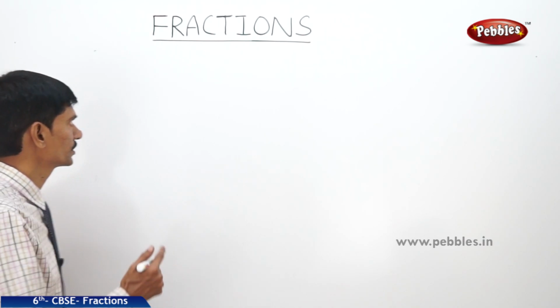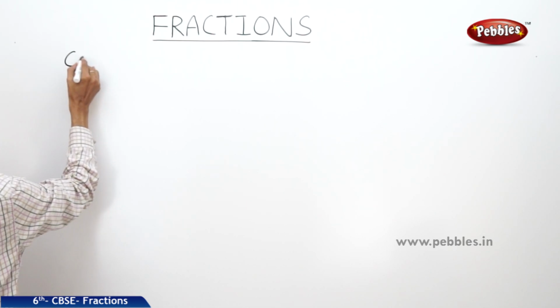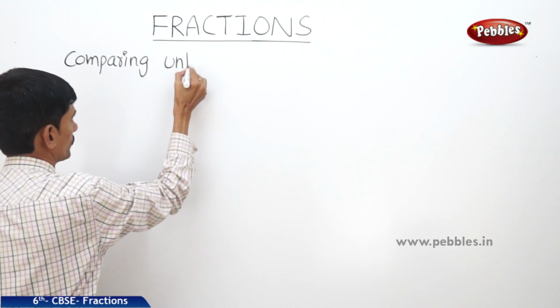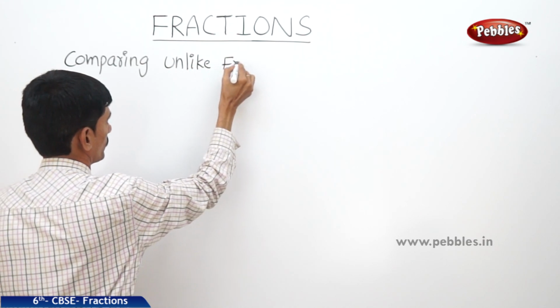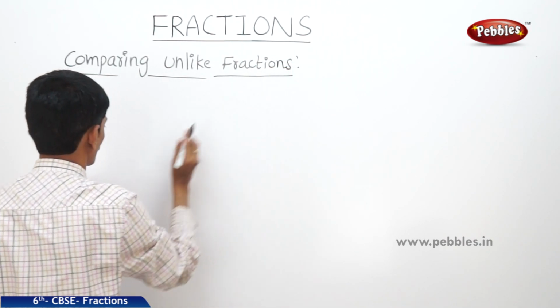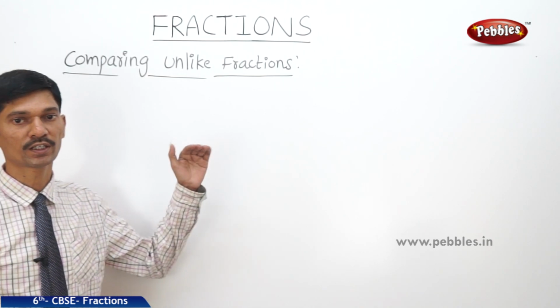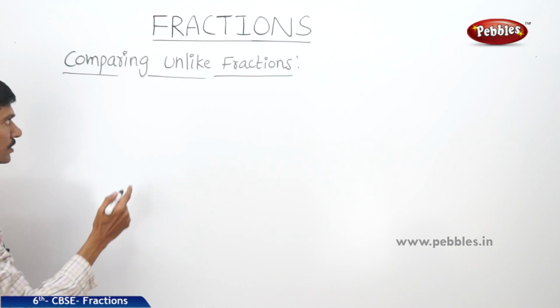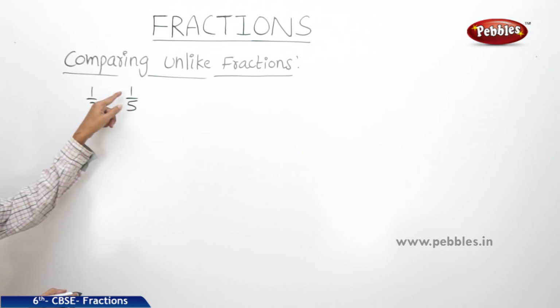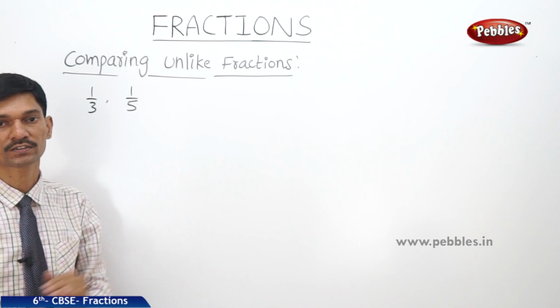Now let us take the next case, comparing unlike fractions. Means if the given fractions are unlike fractions, means their denominators are not equal, then how to compare the 2 fractions and say which fraction is greater and which fraction is smaller. So unlike fraction means their denominators are not equal. So first let us take 2 fractions, 1 by 3 and 1 by 5, with the same numerator but different denominators. So these 2 fractions are unlike fractions.